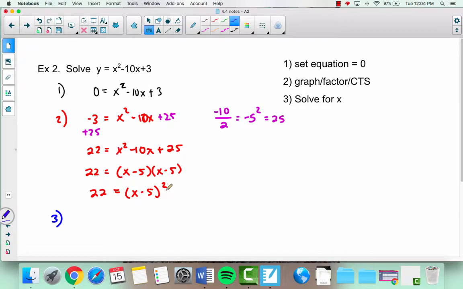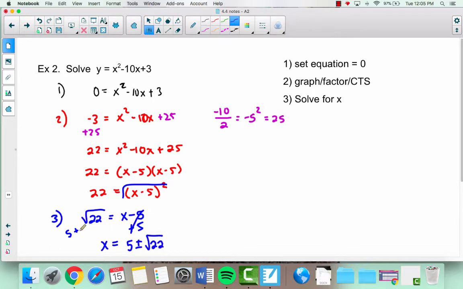So to solve for x, what we need to do is get rid of the exponent. So to get rid of a square, we're going to take the square root of both sides. If I take the square root of something squared, they cancel out, and I'm left with just x minus 5. And now I'm going to leave my square root alone, and I'm going to add 5 to both sides. So if I add 5, these cancel, and I'm left with x is equal to 5, and then plus or minus the square root of 22.